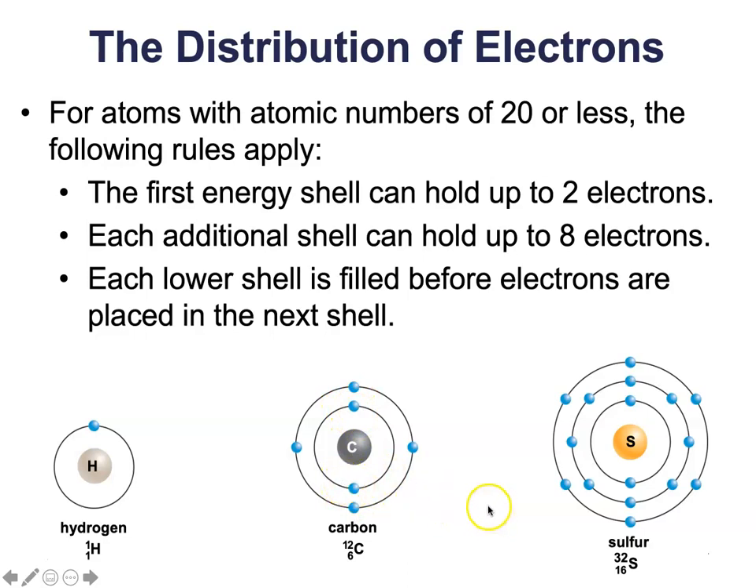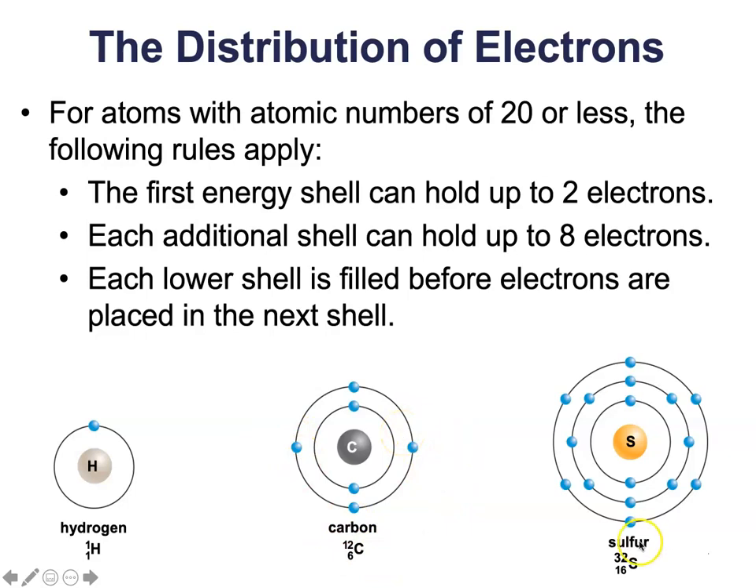So we started off with 6 electrons. We put 2 in this first energy shell. So how many electrons do we have left? 4. We have 4 electrons remaining. Each additional shell can hold up to 8 electrons. We only have 4, and this next energy shell can hold 8, so we're going to put 4 electrons in this energy shell. So carbon has an atomic number of 6, thus it has 6 protons and 6 electrons. Those 6 electrons are distributed between 2 energy shells: 2 electrons in the first energy shell, 4 electrons in the next energy shell.